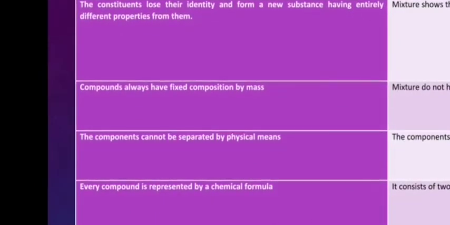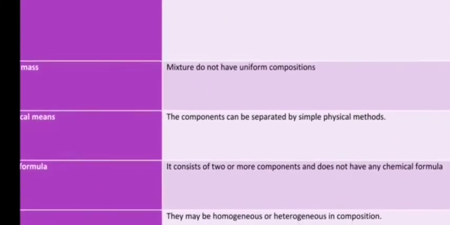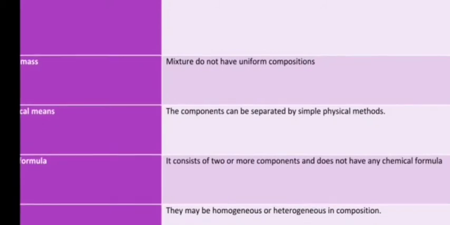In compounds, the components cannot be separated by physical means, and in a mixture, the components can be separated by physical means, like simple physical methods, like iron and sand separated by a magnetic bar. हम magnet को आयरन के पास लेकर जाएंगे तो आयरन उसके साथ अटैच हो जाएगा, वो सेपरेट हो जाएगा और सैंड लेफ्ट रह जाएगी. This is the physical method.